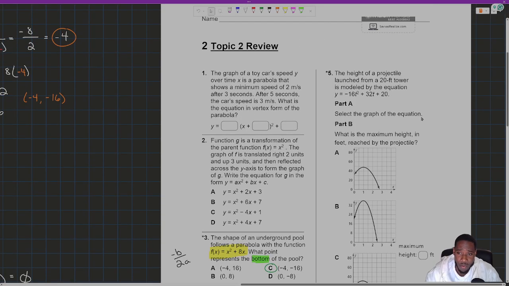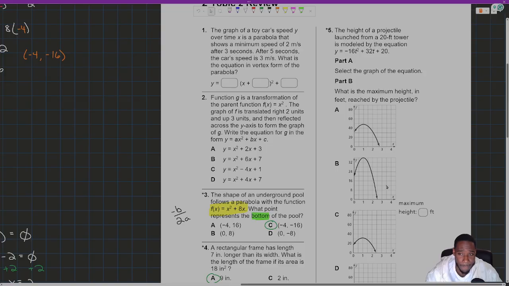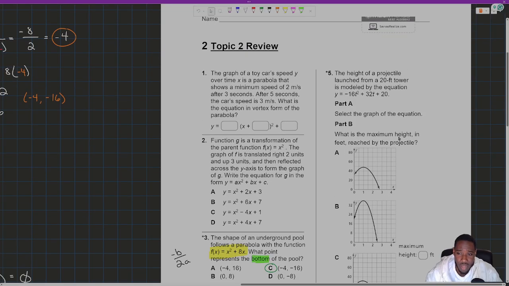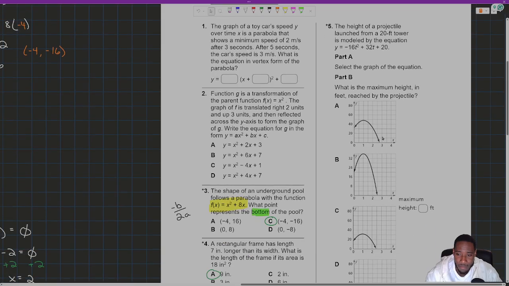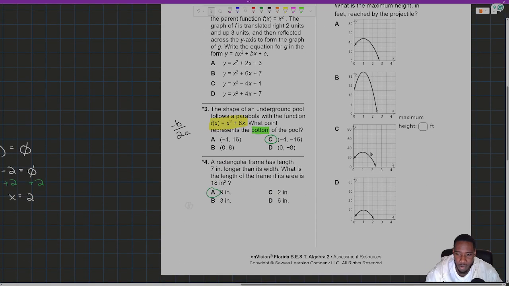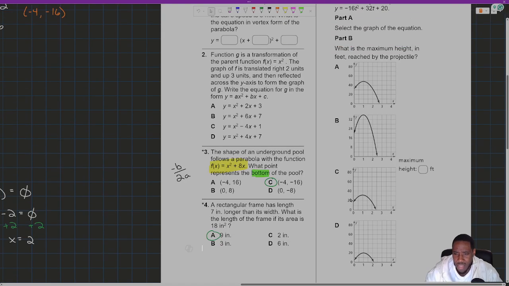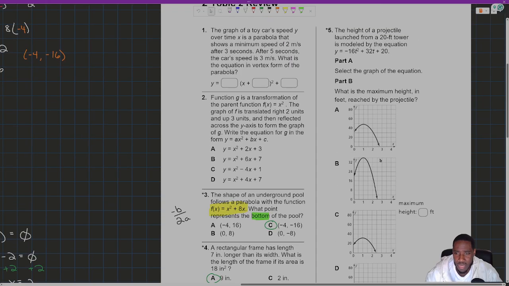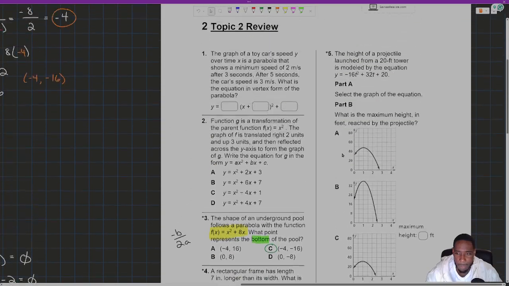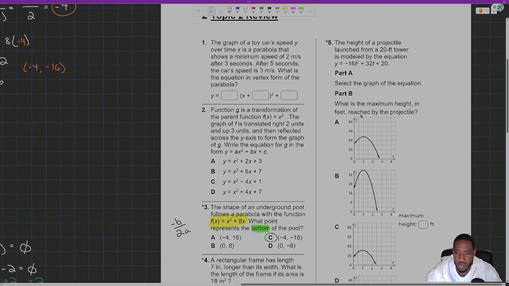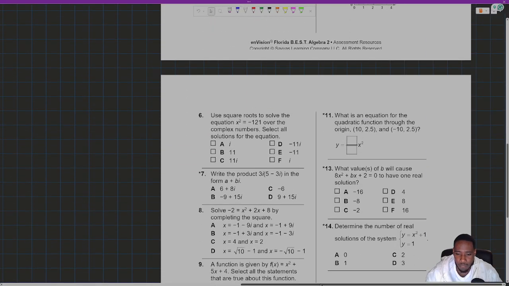So, to tackle the first part, this problem asks us to do something very similar to number 3. Given this equation, we're looking for the maximum height, and that looks like one of the discerning characteristics from each of these graphs. It seems like a good place to start would be, let's just figure out what the vertex for this function is going to be. Negative 16t squared plus 32t plus 20.